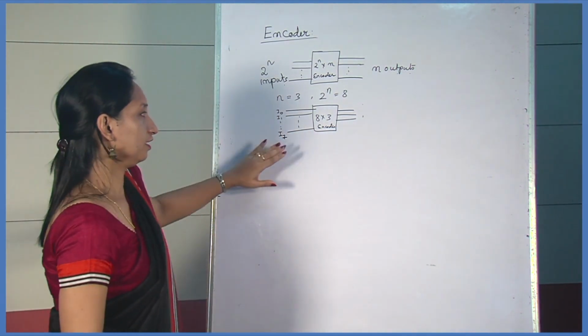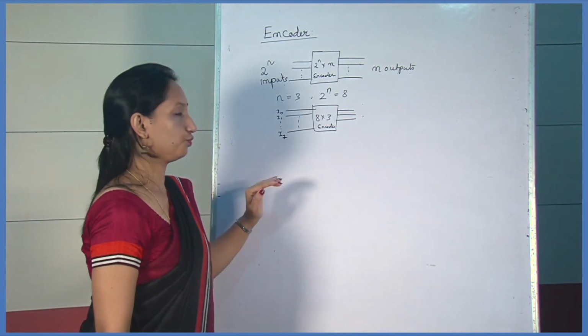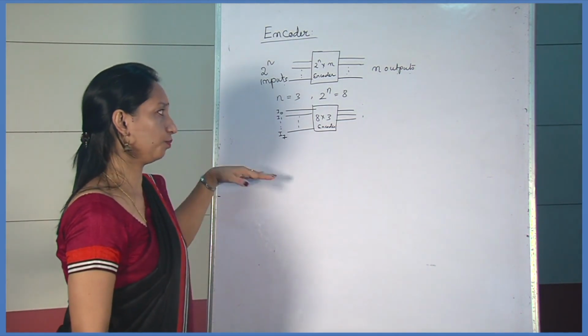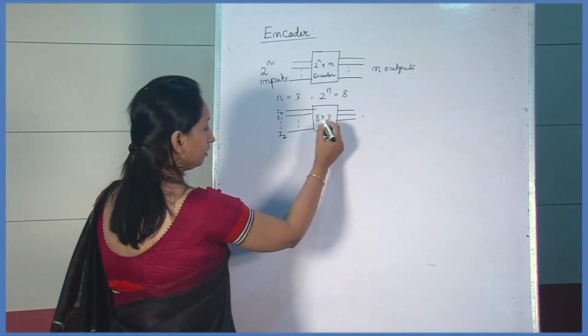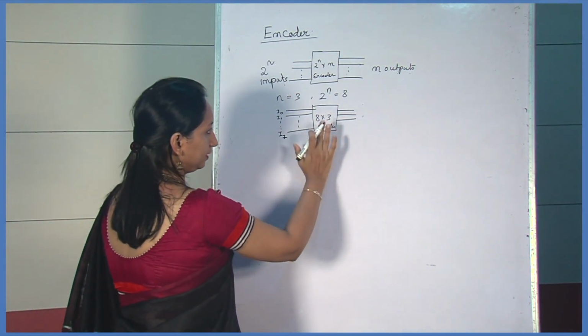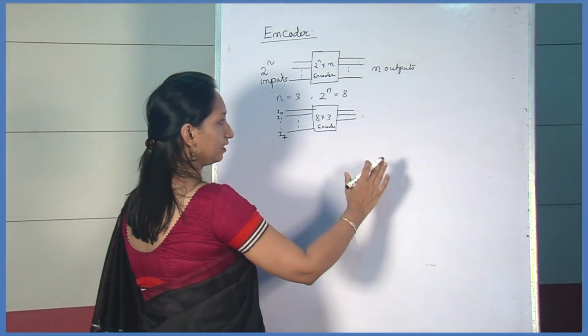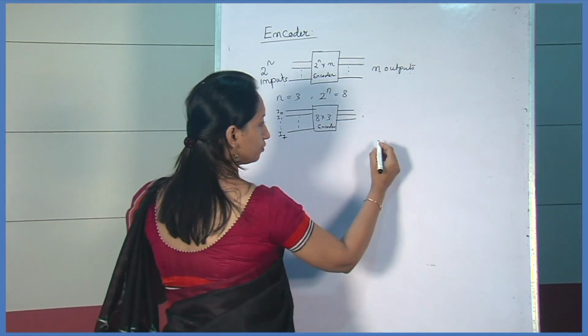Now let us see the logic circuits and the truth table of the 8 into 3 encoder. This encoder is just the opposite of a decoder. First we will see the truth table. The inputs are 8 inputs.